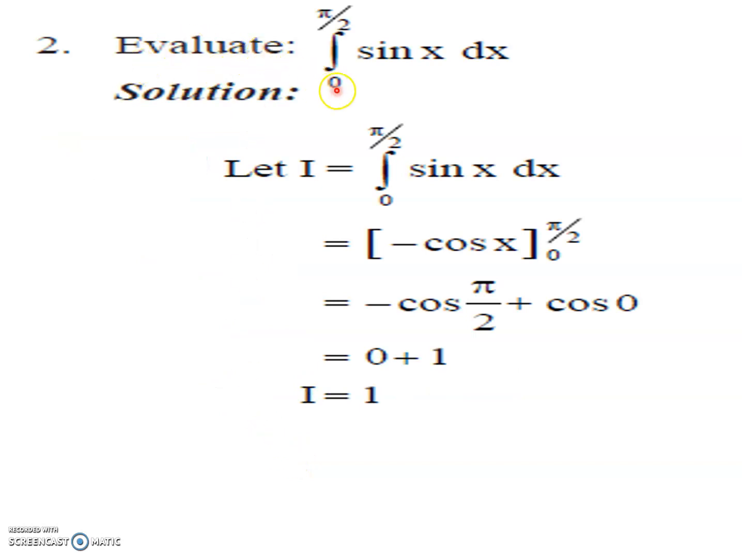Next, evaluate lower limit 0, upper limit pi by 2. Pi by 2 means what? Yes, it is 90 degrees, and sin x dx. Now I is equal to integral from 0 to pi by 2 of sin x dx. What is the integration of sin x? Minus cos x, lower limit 0, upper limit pi by 2. We have to substitute, the x value is pi by 2. So minus cos pi by 2 plus cos of 0. What is the value of cos pi by 2 from the trigonometric table? Yes, it is exactly 0, and cos of 0 is 1. So we derive the final answer in the form of 1. Therefore I is equal to 1.